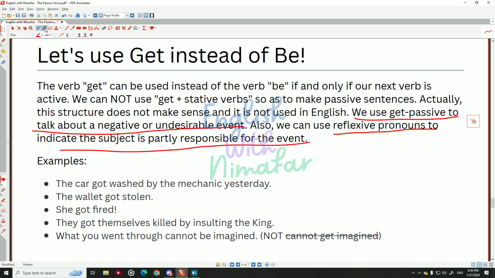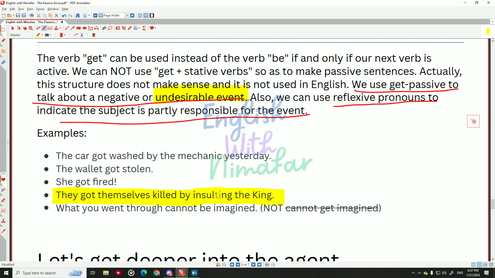Why? Because of this undesirable event. We don't like that. No one likes to get fired. So we say I got fired. They got themselves killed by insulting the king. Here we actually have a part of causatives, but they got themselves, reflexive pronouns. It means the reason they got killed was that they insulted the king, so they were partly or mostly responsible for what happened, for their death.